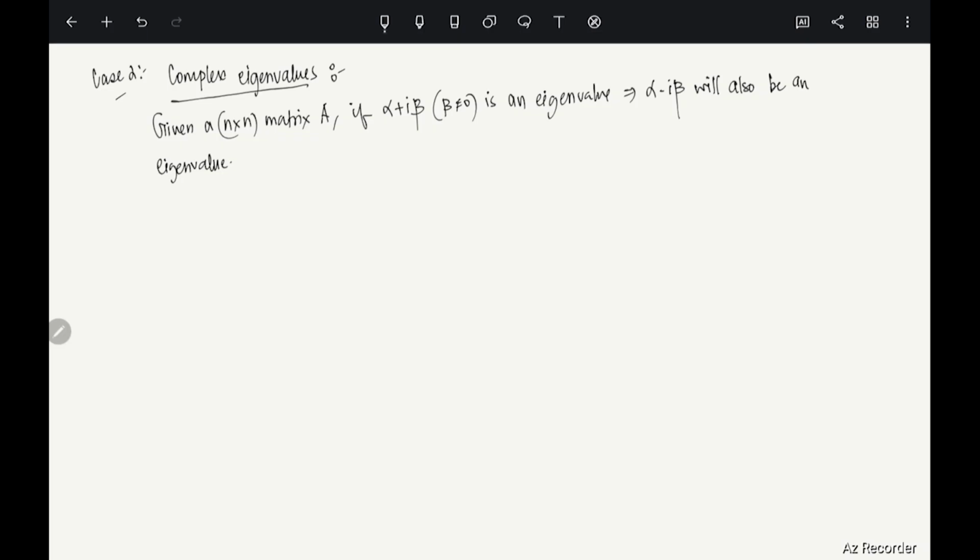So basically, what we are going to do is exactly the same sort of thing. We start with finding an e to the power lambda t kind of solution. Suppose alpha plus i beta is an eigenvalue, and let's call the corresponding eigenvector v.